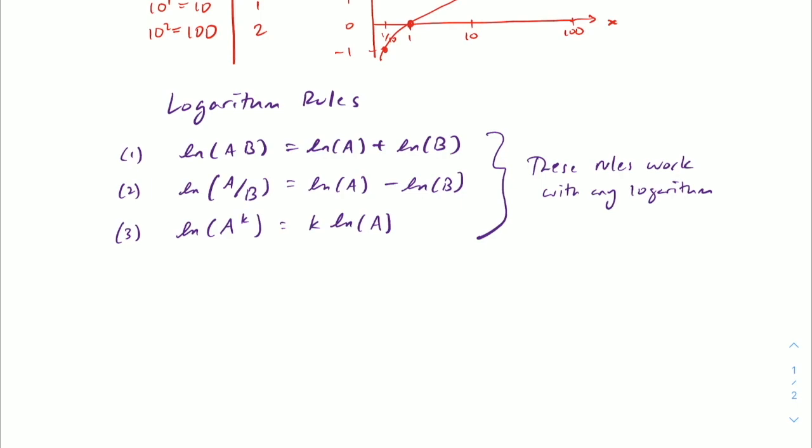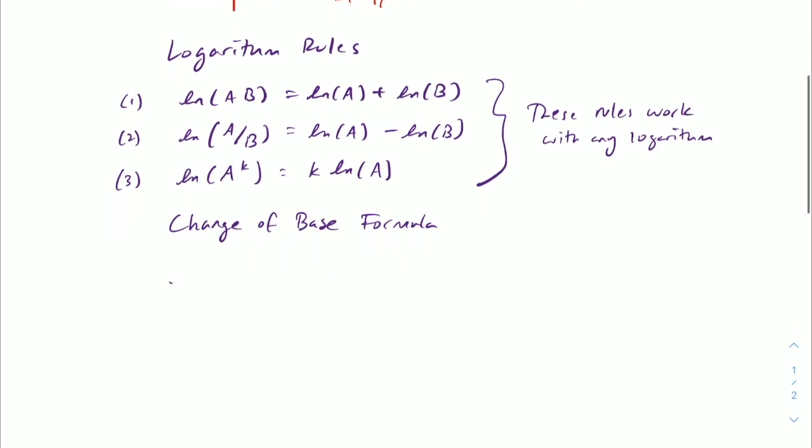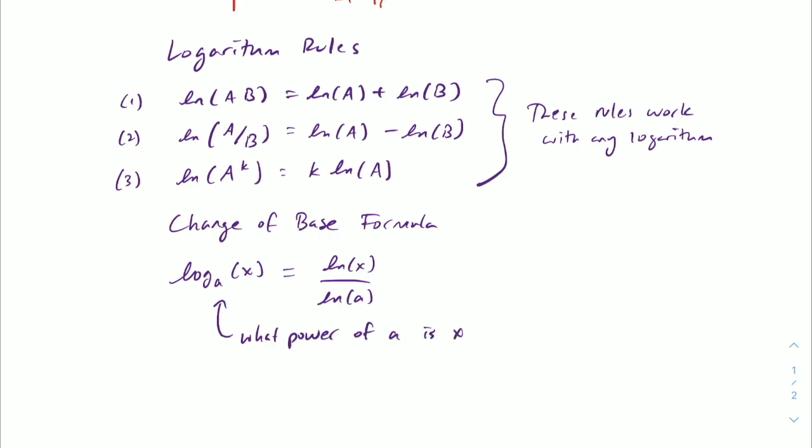All right, so those are the logarithm rules. And then we have an important formula called the change of base formula. And it looks like this. The log base a of x is the natural log of x over the natural log of a. And log base a is asking the question, what power of a is x? And then it outputs that power.